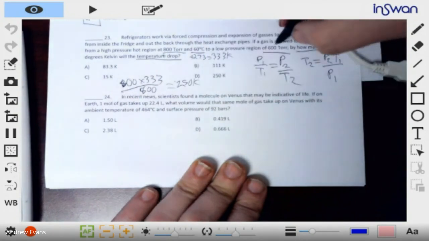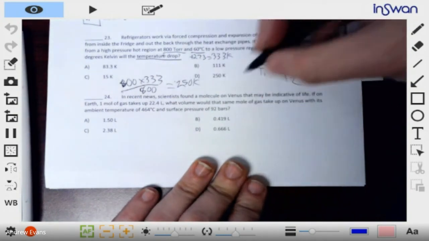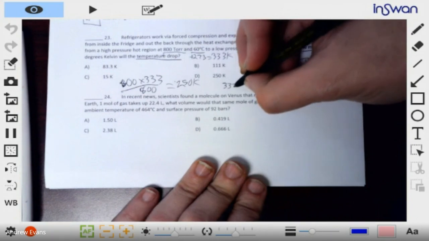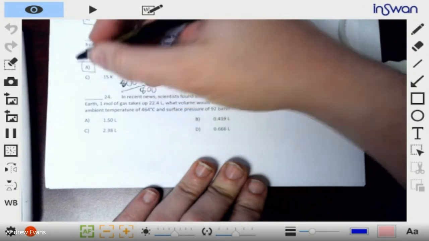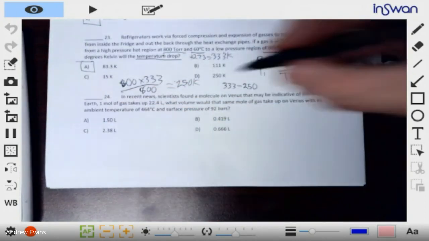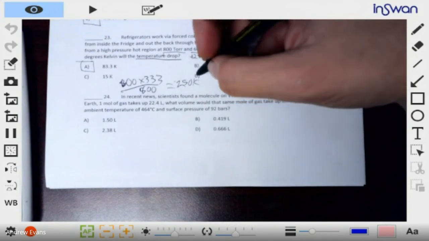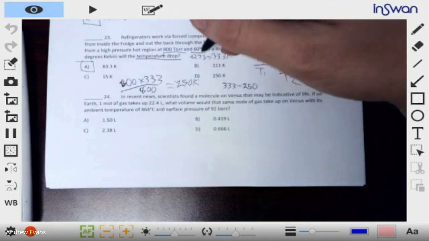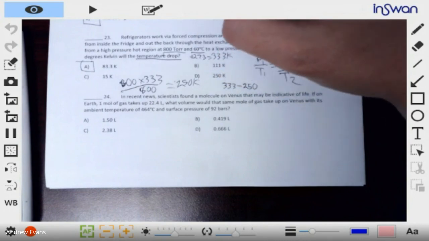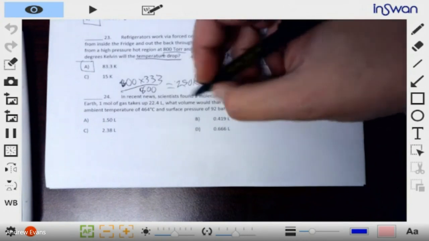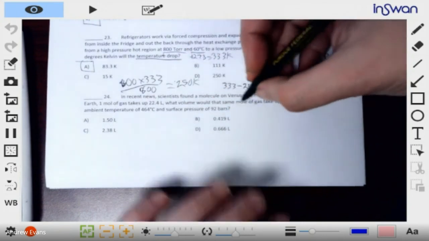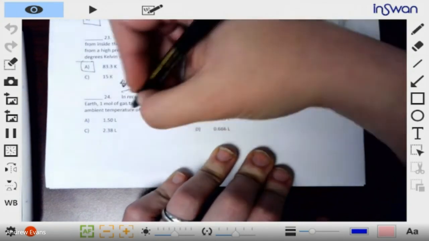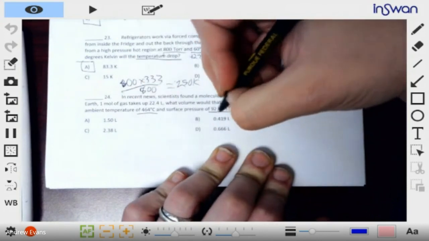However, that is not the answer. You want to see how much it will drop in this problem. This is a tricky problem. This is a really hard problem. You take the difference, you get something like 83.3. Because it's not 250, it's like 249.7. Recent news, scientists found a molecule on Venus that may be indicative of life. On Earth, 1 mole of gas takes up 22.4 liters. How much would the same mole of gas take up on Venus with an ambient pressure of 92 bar?